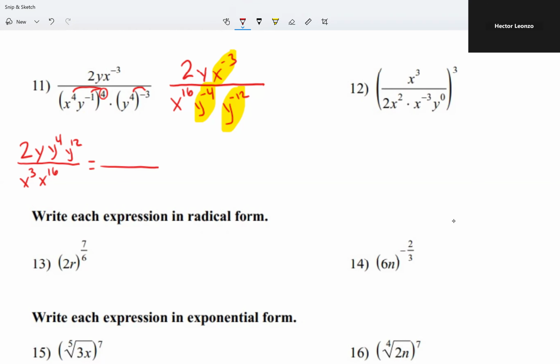Looking on the top of my fraction, I have a 2, and then I have y to the 17th. Remember, because I had three terms of y, I just added the exponents. I went 1 plus 4 plus 12. That's it. At the bottom, I'm going to have x to the 19th.